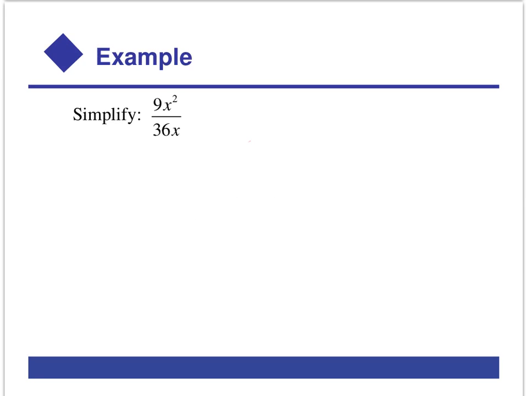Okay, for example, we have 9 times x over 36 times x. Now, can we get 36 broken down to where we have something in common? We can. We can go 9 times 4, or 4 times 9 times x. And then look what's in common. You have a 9 and you have an x. So what is left would simply just be the 4 on the bottom and the x on the top. And so that is simplified.